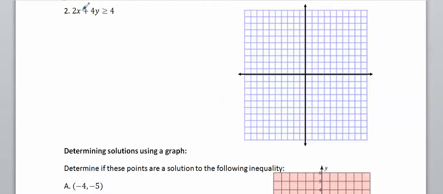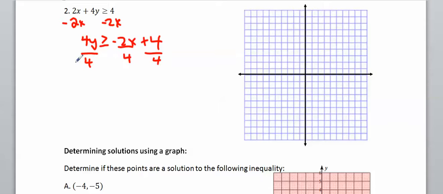All right, so what you should have done is solve for y first. So I'm going to subtract 2x from both sides. Get 4y is greater than or equal to -2x plus 4. Then, to get the y by itself, divide everything by 4. And remember, I don't have to do anything to the sign because I'm dividing by a positive instead of a negative.